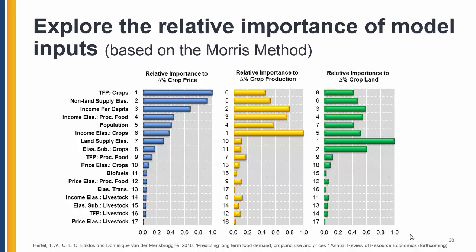So total factor productivity in the crop sector is the most important source of uncertainty. Narrowing that will narrow the uncertainty in crop prices in 2050 the most. There are some that aren't very important, and there's some that you may not have thought of that are important. So it's a useful way of understanding sources of uncertainty in your results.